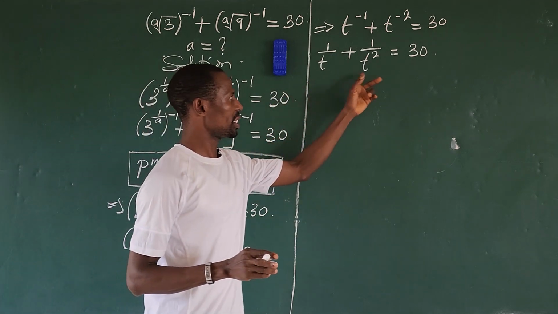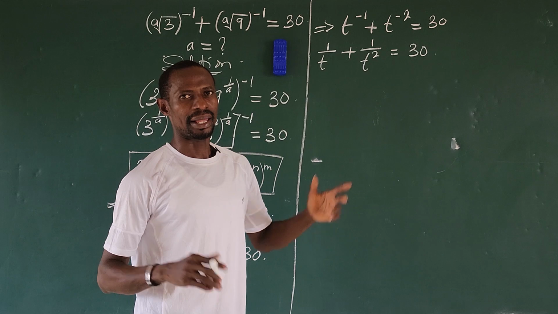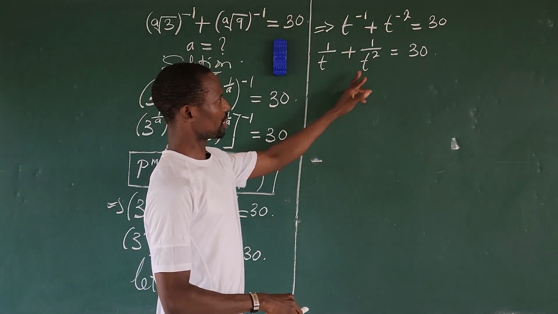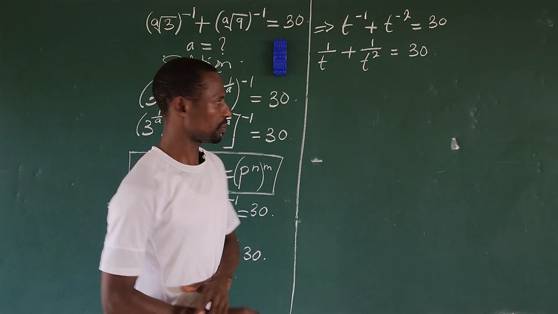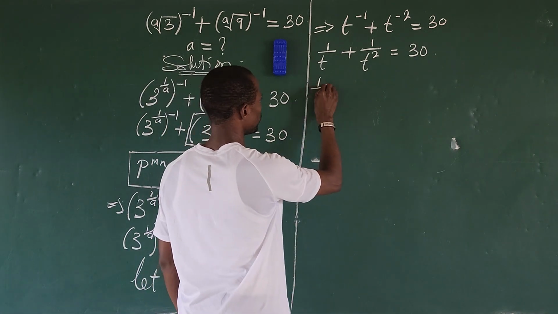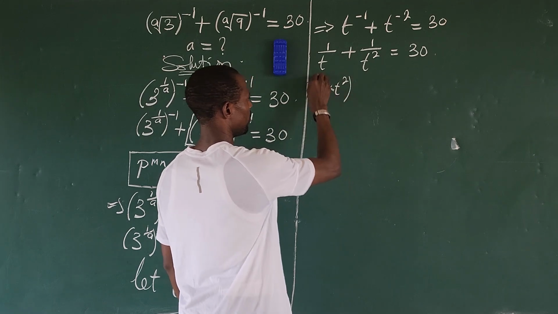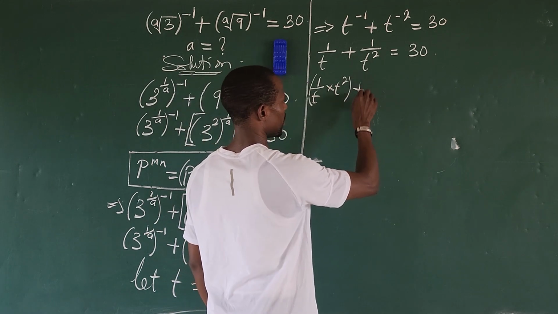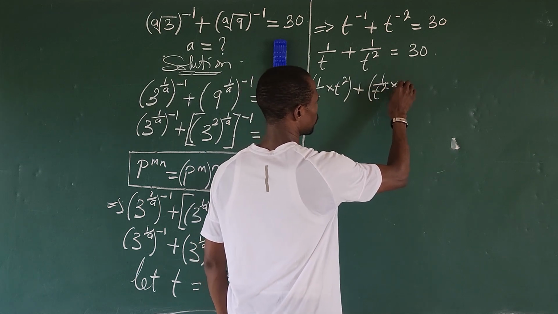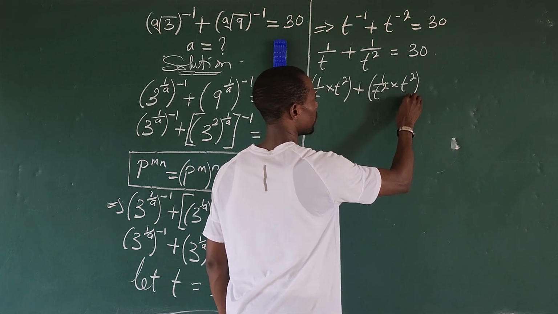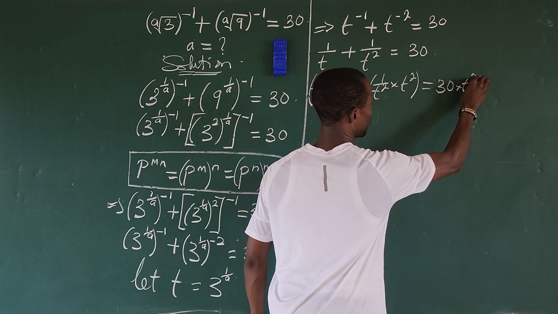We want to do away with this variable at the denominator. The highest power here is 2, so we multiply through by t to the power of 2. This gives us 1 all over t, times t to the power of 2, equal to 30 times t to the power of 2.